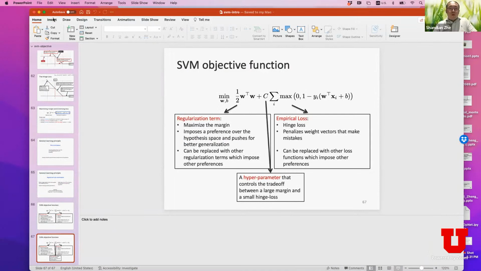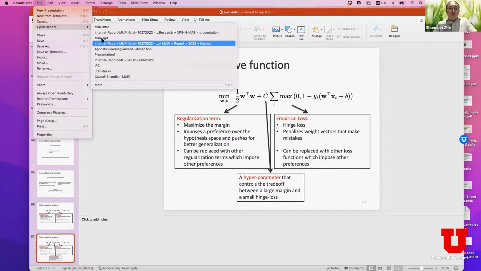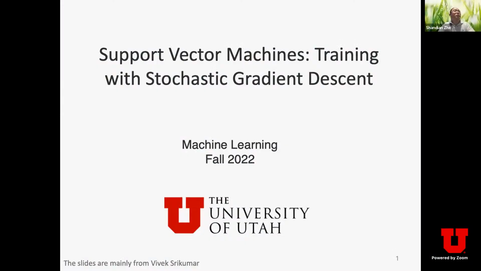Next, we're going to talk about how we optimize those objective functions to find the optimal W and B to give our linear classifier.